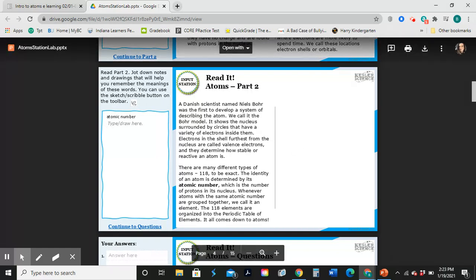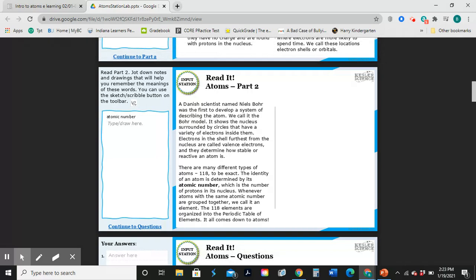A Danish scientist named Niels Bohr was the first to develop a system of describing an atom. We call it the Bohr model. It shows the nucleus surrounded by circles that have a variety of electrons inside them. Electrons in the shell furthest from the nucleus are called valence electrons, and they determine how stable or reactive an atom is. There are many different types of atoms, 118 to be exact.